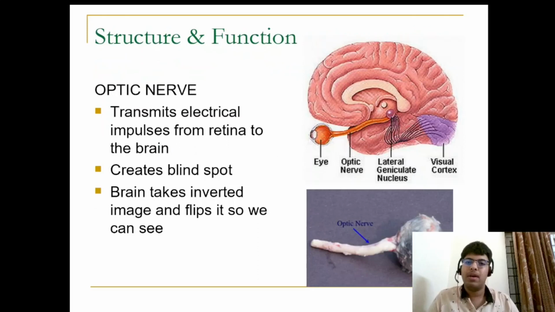Next is the structure and function. The optic nerves transfer electrical impulses from our retina to the brain, which then again creates the blind spot, and the brain takes the inverted image and flips it so we can see. So it's very similar to our mirror. In the mirror, if you try to raise your left hand, it will be the right in the mirror. Here the brain flips that image to make it a proper image for us.